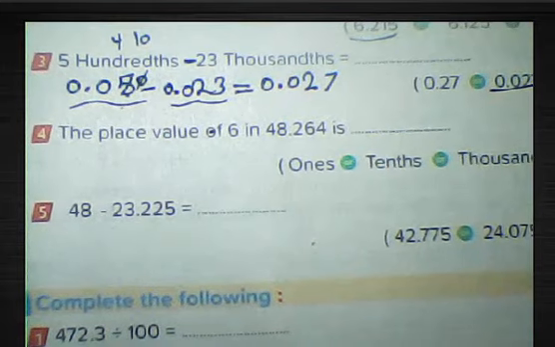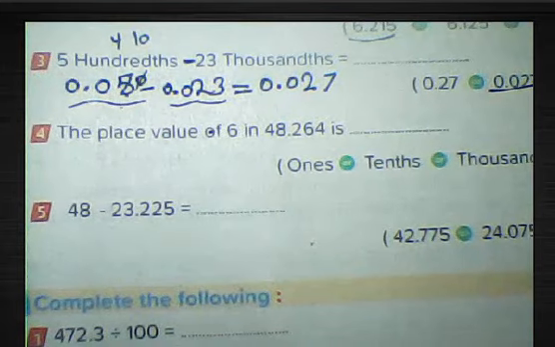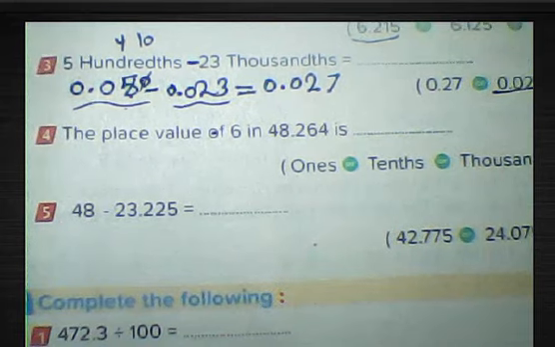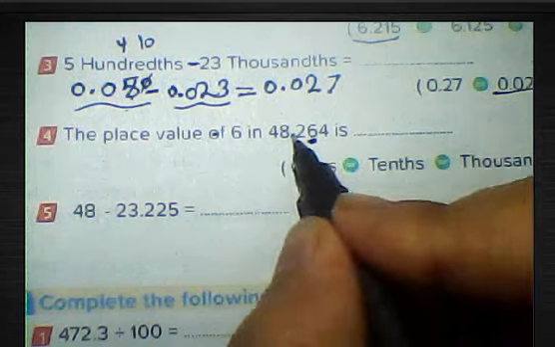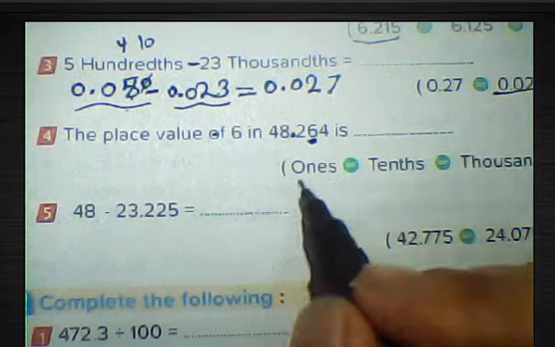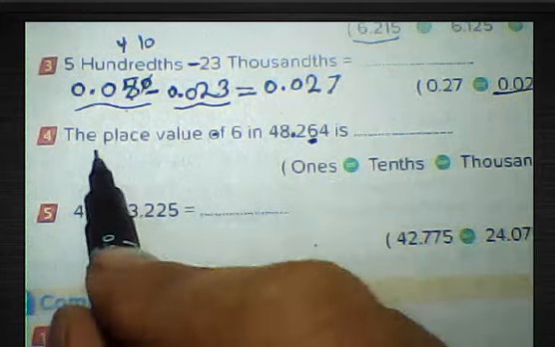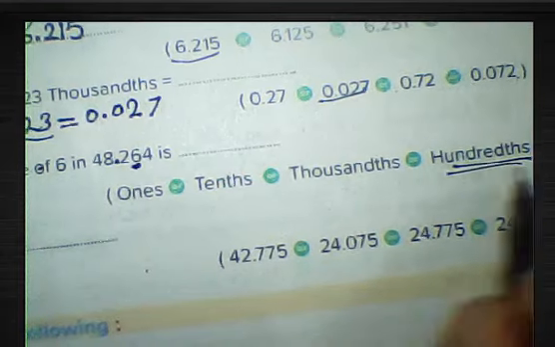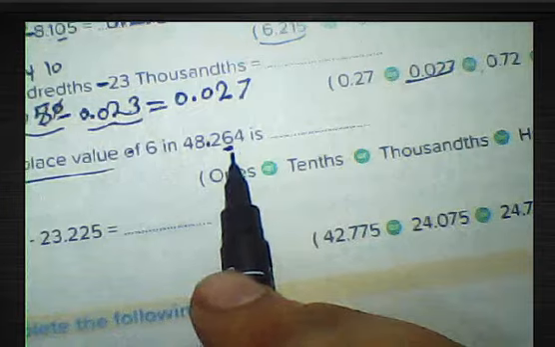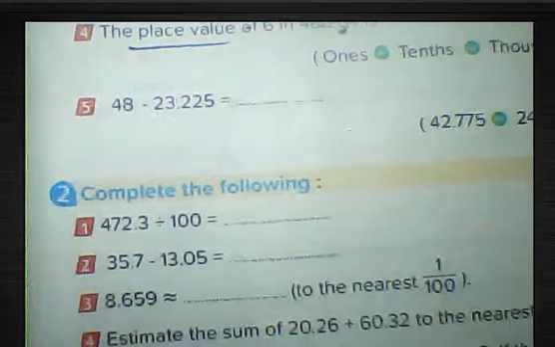Question 4. The place value of 6 in the number 48.264 is. The value of 6 here, it will be what? 6 lies in hundredths. So the place value of 6 here will be hundredths. You want to find the place value of 6. Okay, it will be hundredths.